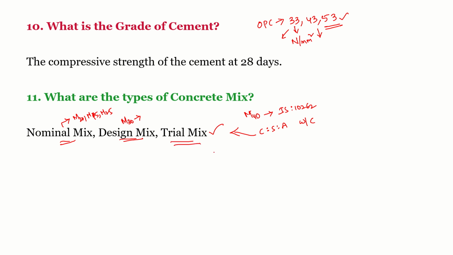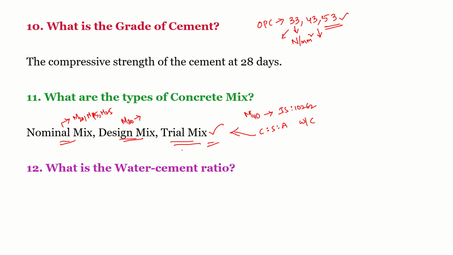Once you do the trial mixes, you have the advantage that if any corrections are needed, you can do them here. You can predict how the actual concrete will be. So any modifications you want to do in the design, any checks you can do with the help of a trial mix. Moving to the next one, what is water cement ratio?